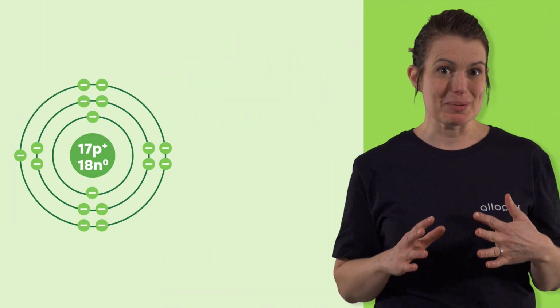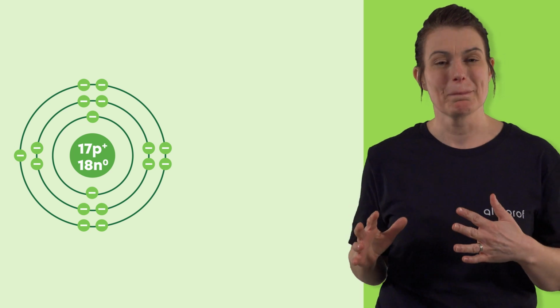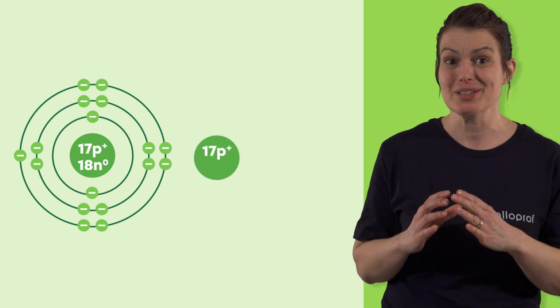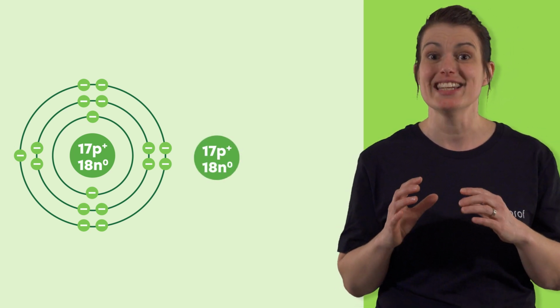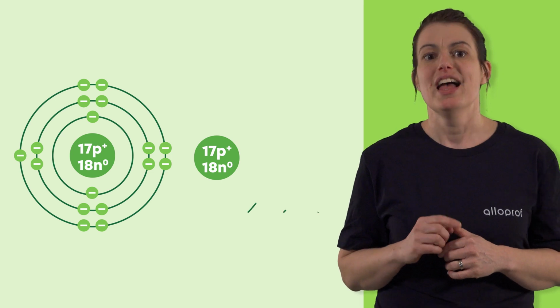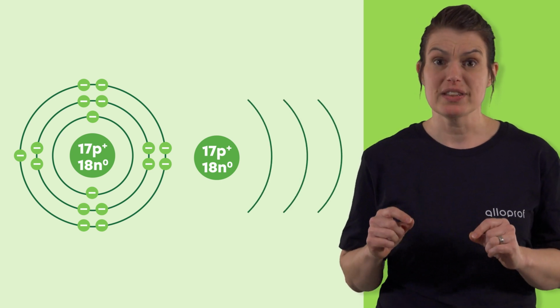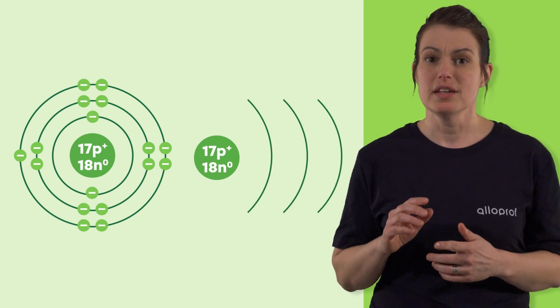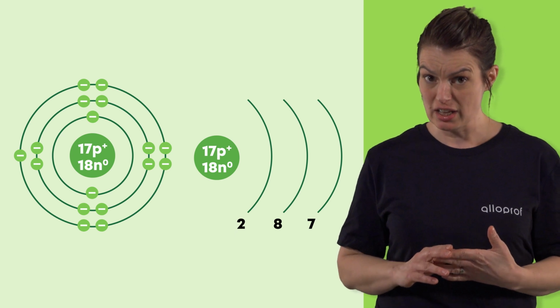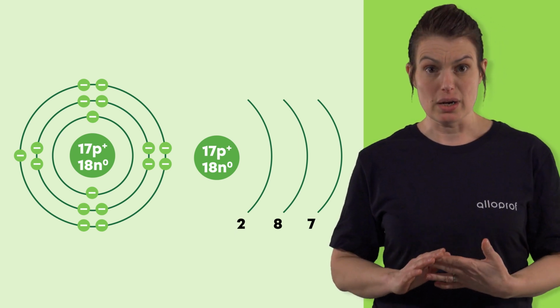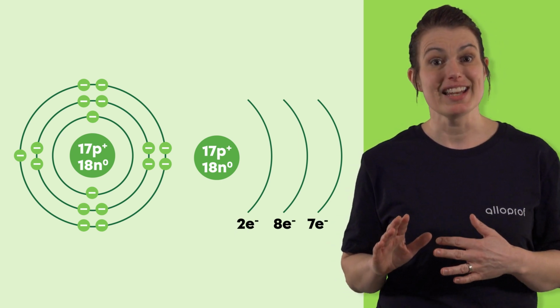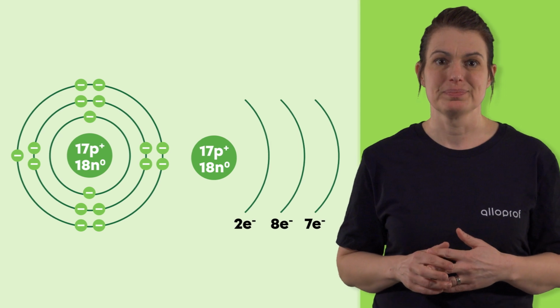The simplified atomic model can be represented in short form. Start by drawing the nucleus with the number of protons and neutrons indicated inside, like before. Add arcs to the right to represent the electron shells. The number of electrons on each electron shell is written under the corresponding arc. An E- is added to denote the electrons.